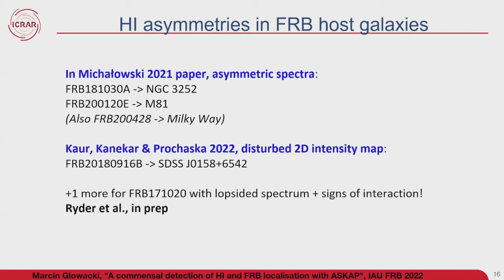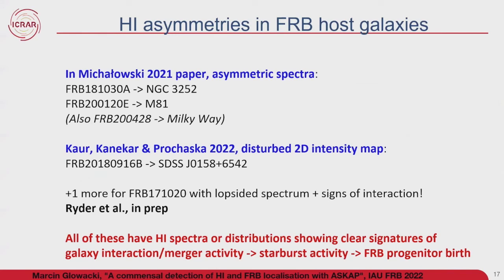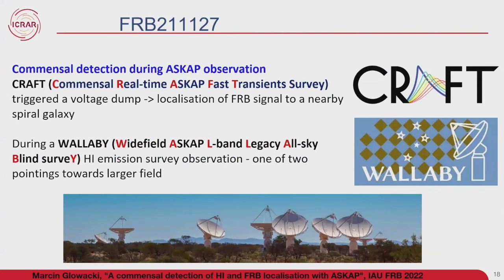There's one more which I won't show any images of today, but keep an eye out for Ryder et al. coming soon to a journal near you. This is another FRB host galaxy for which we have follow-up HI emission. We see the spectrum is lopsided. We see signs of interaction otherwise. So in each of these cases, which is 4, they have HI spectra or distributions that show clear signatures of a galaxy interaction or merger activity. And this has led to starburst activity happening recently for the host galaxy, and this could be a pathway to the FRB progenitor. So let's add one more to the sample size.